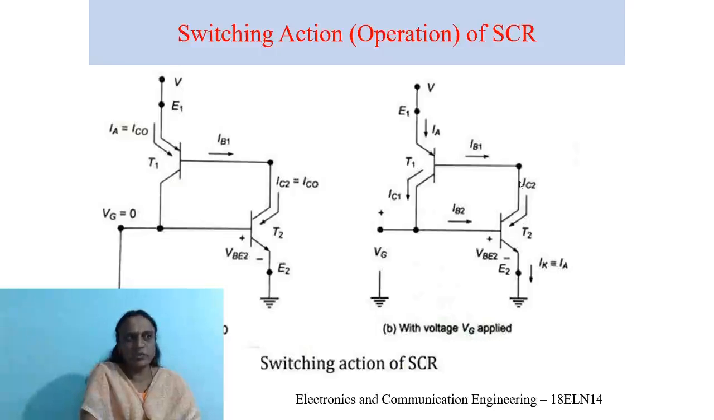That is, the switch between E1 and E2, where E1 means anode and E2 means cathode, is closed. If the switch is closed between anode and cathode, it forms a closed switch. If it is a closed switch, the SCR will conduct.